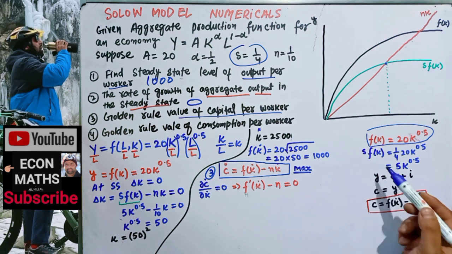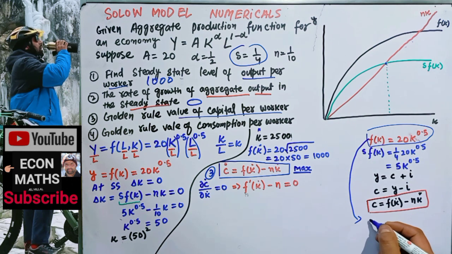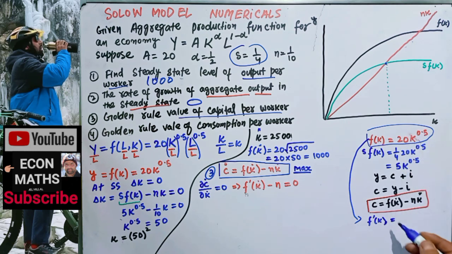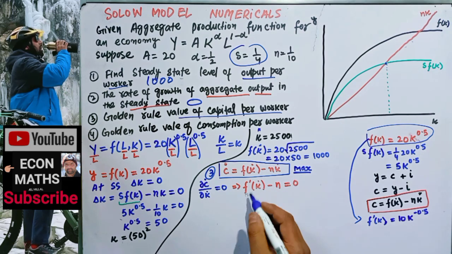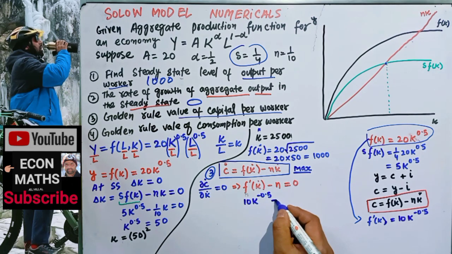Okay, so this is our f(k). What is our f'(k)? Sorry, f'(k) means the derivative of this production function with respect to capital. So the exponent becomes the coefficient: 0.5 into 20 is 10. We will get k to the power negative 0.5. This is our f'(k). So in place of f'(k) I can write 10 k to the power negative 0.5 minus n.